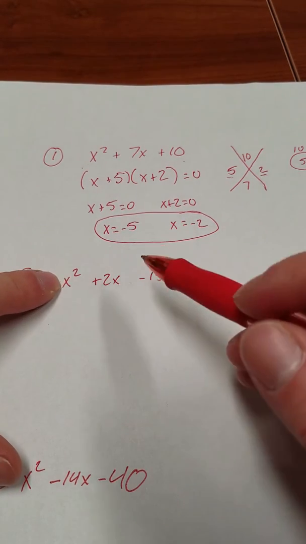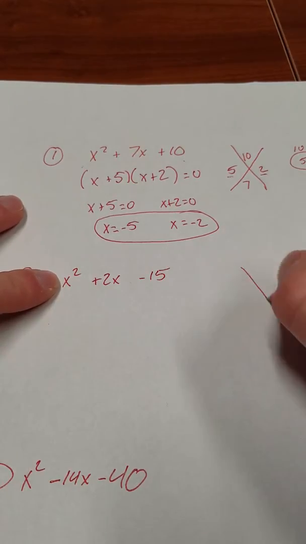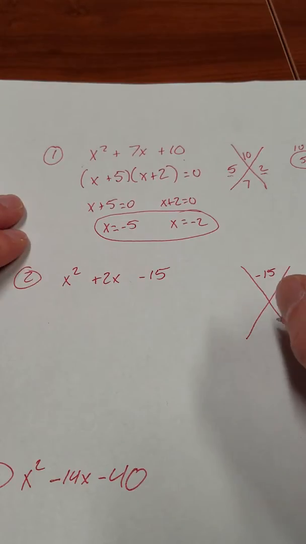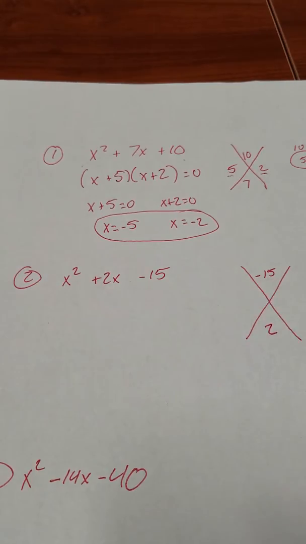Alright, so let's look at the next problem. Again, we have a leading coefficient of 1. So we're looking for something that multiplies to give negative 15, adds to give positive 2. Alright, so take a second, think about what could possibly multiply to give negative 15 and add to give positive 2.